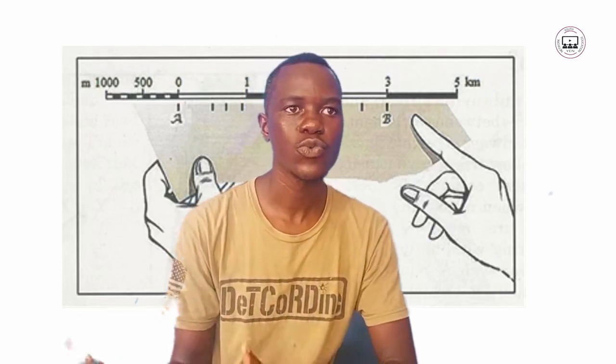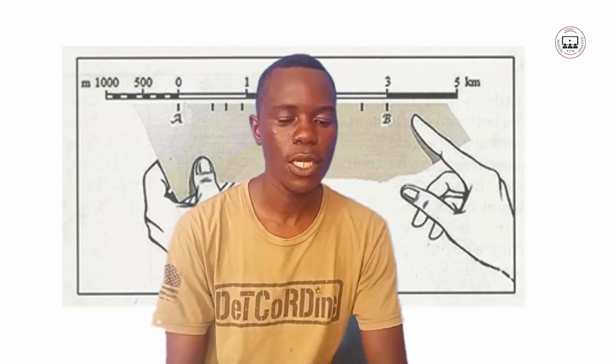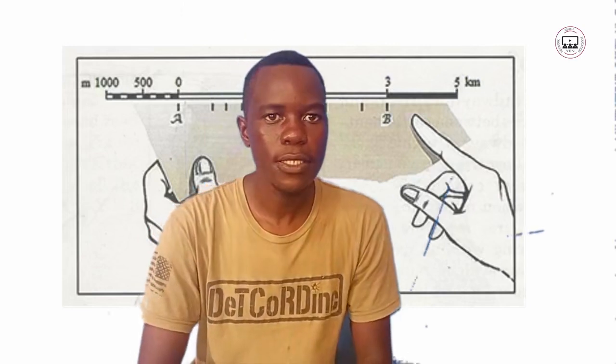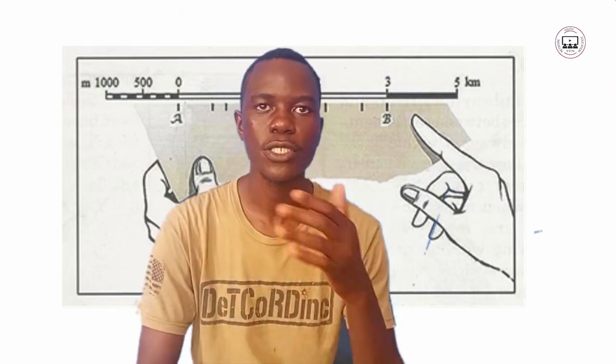In terms of expressing this, you just follow the procedures of how we were converting different types of scales to another. So that is how you can measure distance on the map. Now we're done measuring the distance on the map. So let us look at map enlargement.